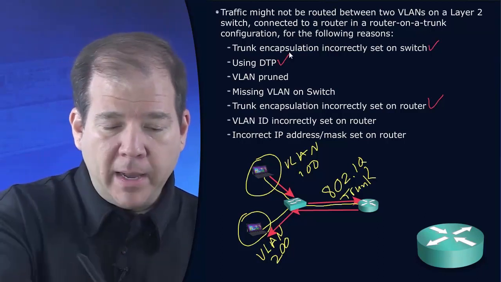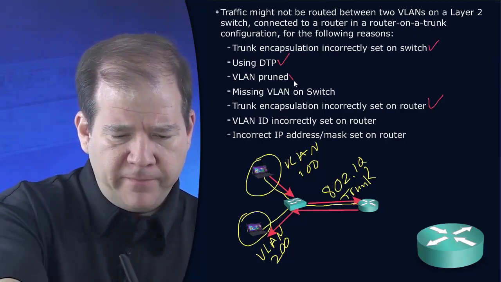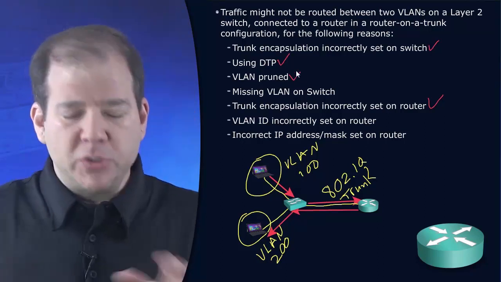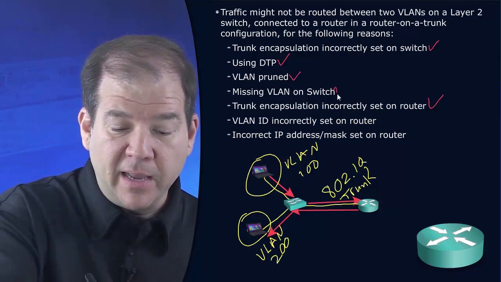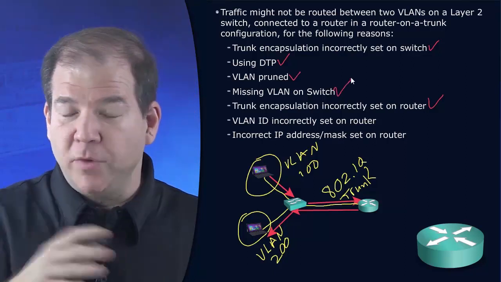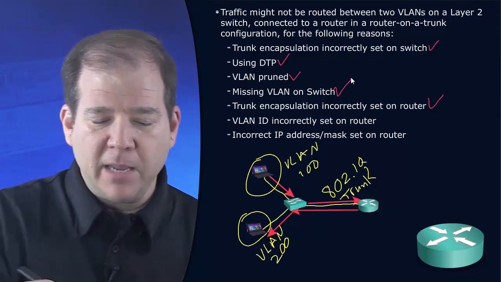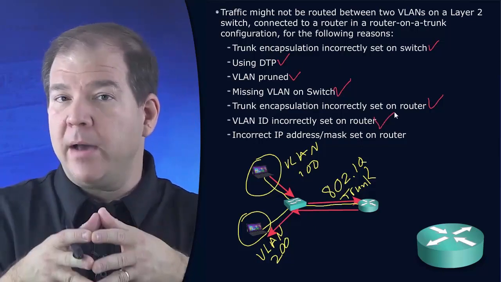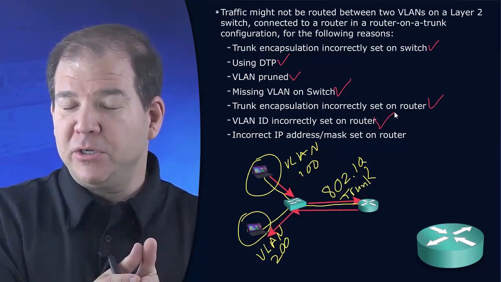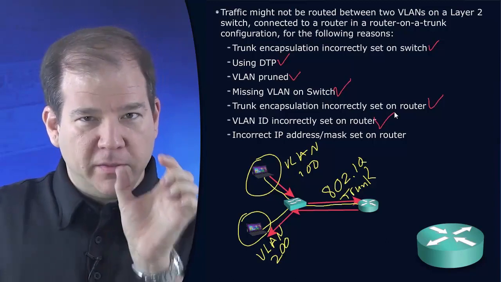Also, we might have a VLAN pruned off of the trunk. The switch does not allow that VLAN traffic on a trunk, for example. Maybe a VLAN that's on the switch that we're trying to route to or from is not even configured. That could be an issue. We have to have corresponding VLANs configured on the router. We go into sub-interface configuration mode and we say you belong to this VLAN.